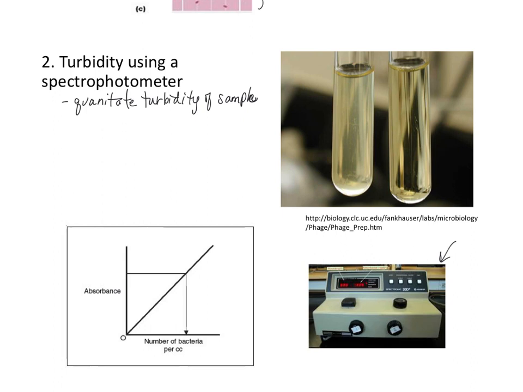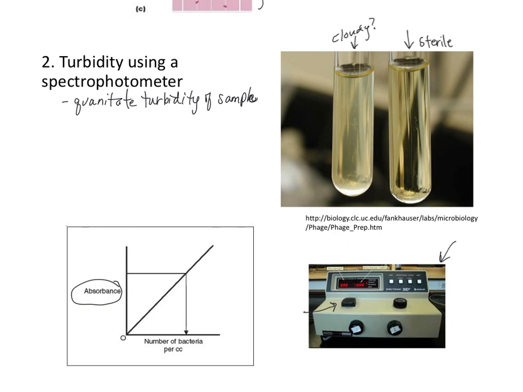You would actually have to zero this out using some media that's sterile. Okay, so that's your zero, and then you can measure basically how cloudy or turbid your sample is. Okay, so that's going to give you an absorbance reading. That's not going to give you an actual number.